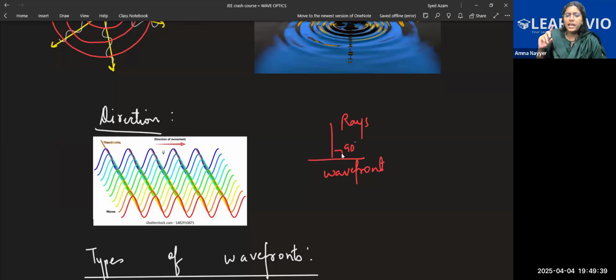Second of all, if the direction of propagation is like this, you can see the waves. These are the direction, these are the waves. They are propagating forward like this. So the wavefront is perpendicular to it, like this. You can see this line. This is the direction of the wavefront.